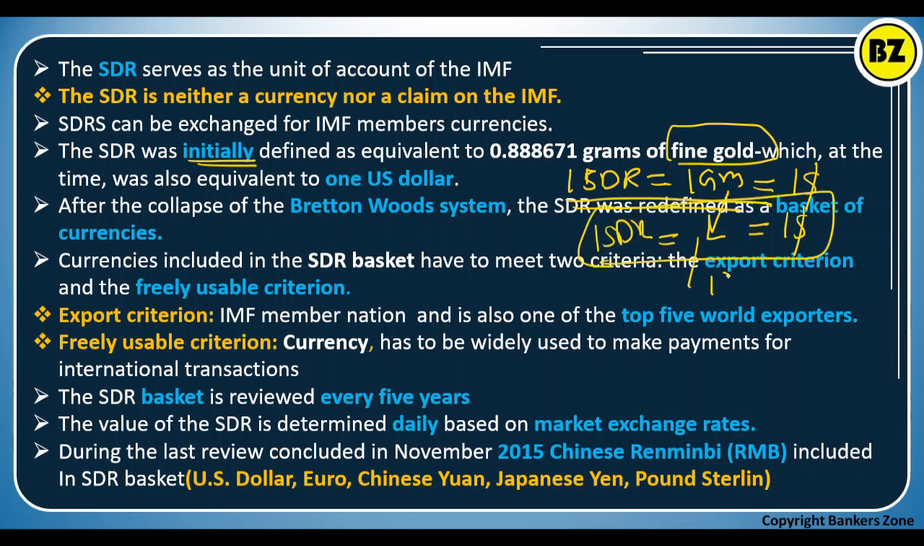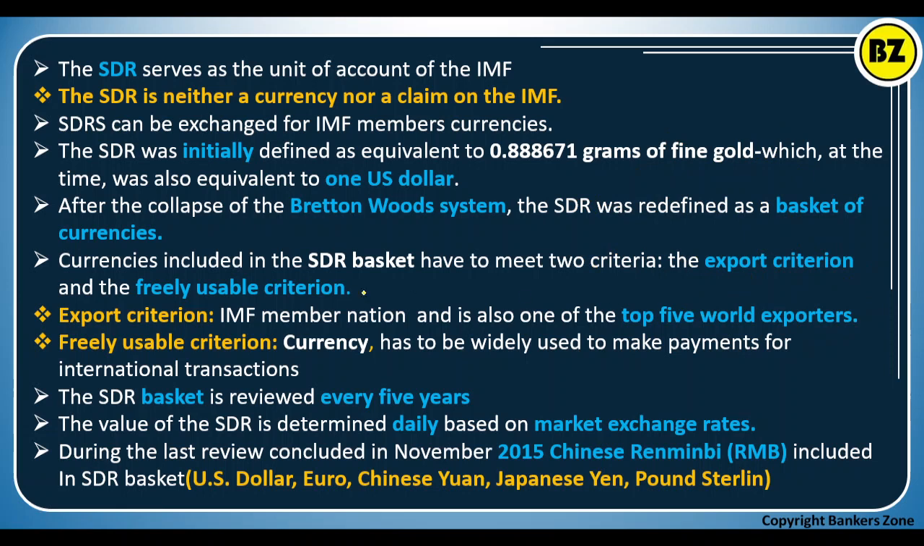But what happened in 1971? We learned in the previous slide. In 1971, the US president announced that they were suspending dollar convertibility to gold. So they stopped the conversion of dollar to gold. That's why the need of the IMF also changed. They were considering that 1 SDR should be equal to 1 gram, but they have changed the definition.